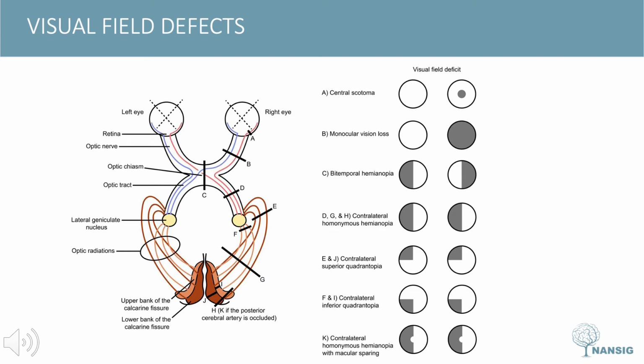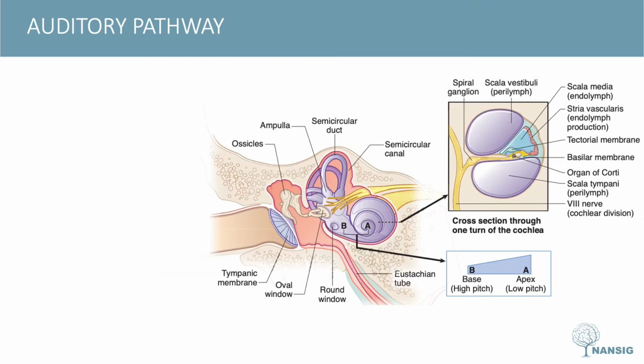This affords an added inbuilt redundancy that protects the salient visual information coming from the macula. And that's about all you'll need to know for visual field defects. Let's now move on to discuss the auditory pathway.